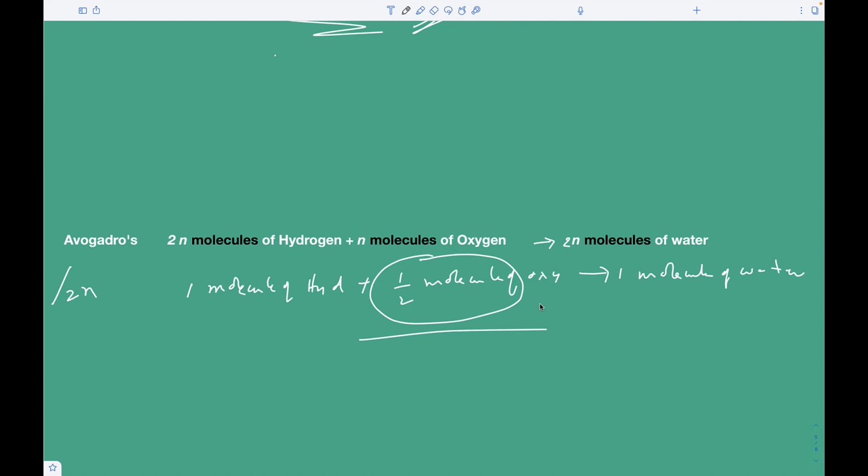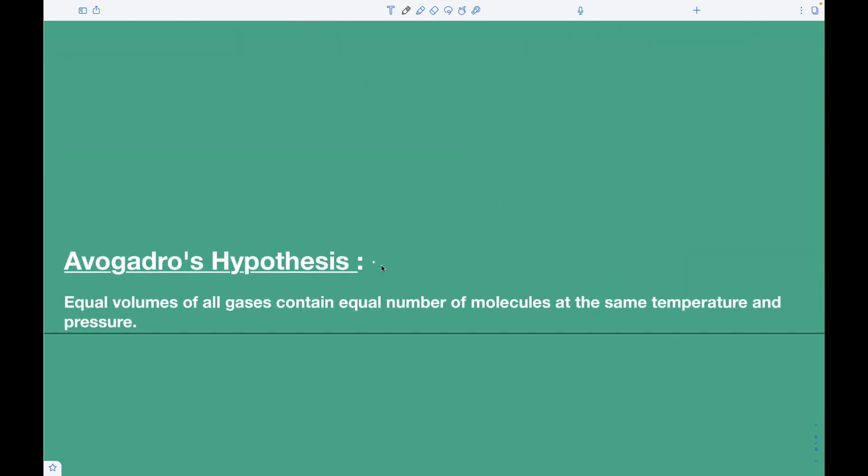Look at how inventive Avogadro was. And this hypothesis of Avogadro was tested many times and it was found true every single time. So today we can call it a law. It is no longer a hypothesis.